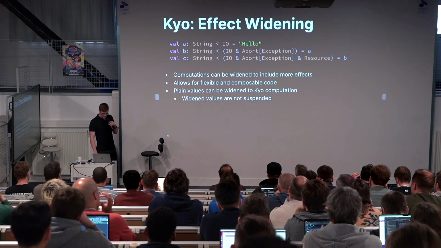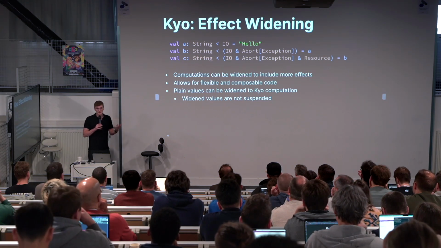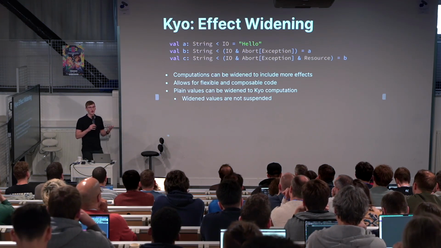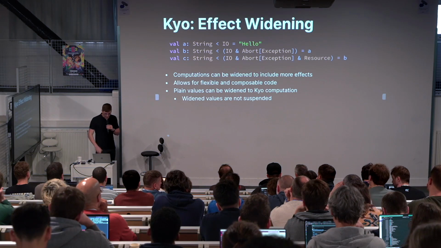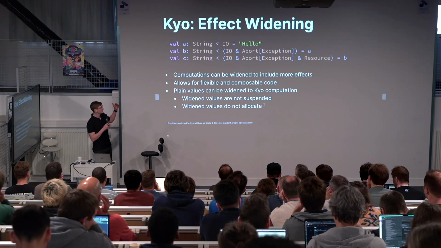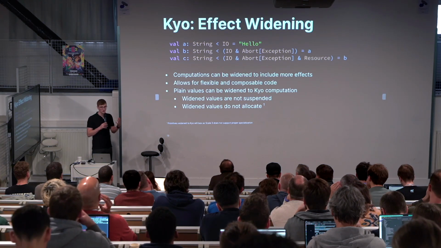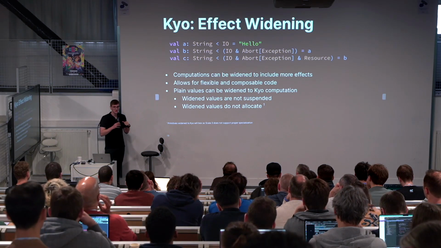And I will note that widened values are not suspended in the general case. There are instances where they will be suspended, and this is generally not a problem, because if you're using pure functional programming, your expressions should not be unsafe or mutating, which is why in general you need suspension. And widened values do not allocate. So when I write this, there's no implicit lift to a ZIO.succeed. You're not introducing a box here. You're actually just widening the type. And so the beautiful part about that is that you can have very complex expressions which sometimes use effectful values and completely avoid the allocations for that.